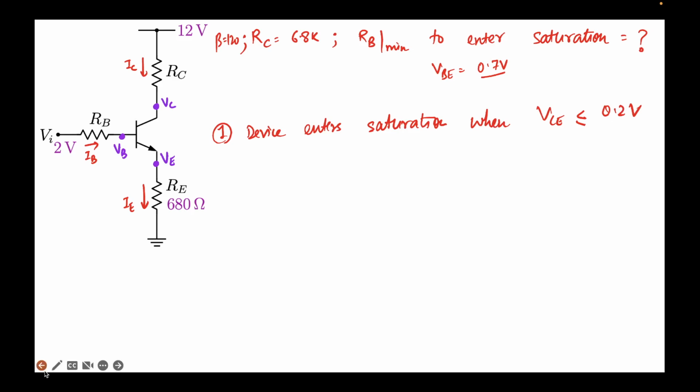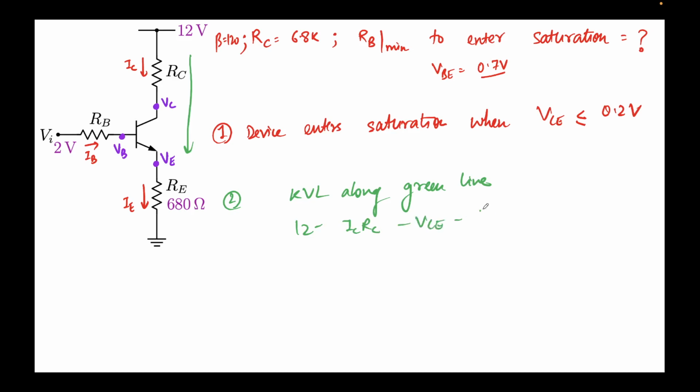Now I'll apply KVL along this line. We'll keep this information in mind. So let's write KVL along the green line. It will be 12 minus ICRC minus VCE minus IERE equal to 0. Again I'll assume IE approximately equal to IC, because beta is large here. So what I get is IC times (RC plus RE) equal to 12 minus VCE.